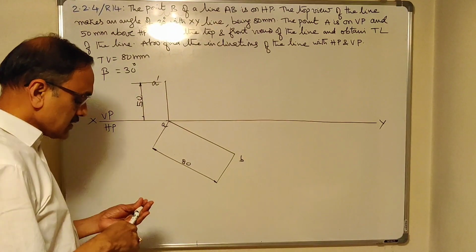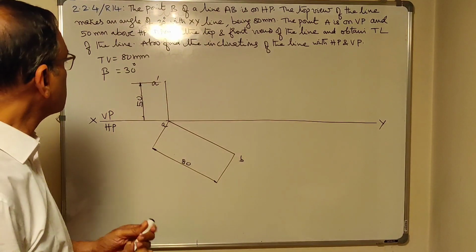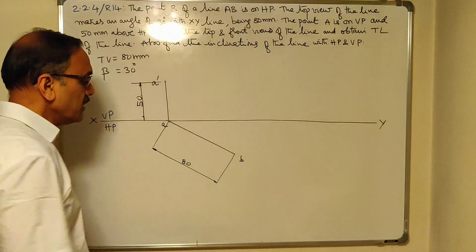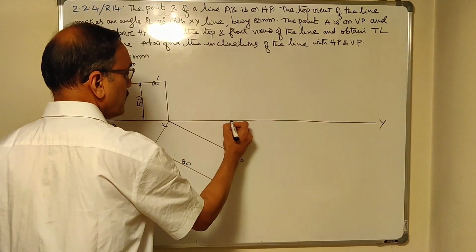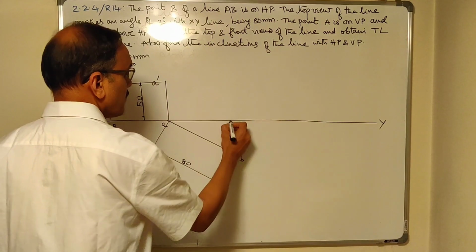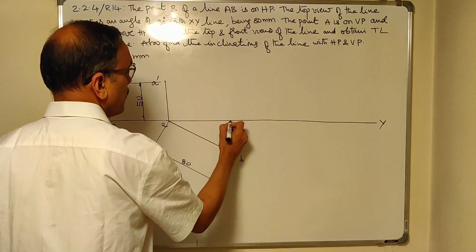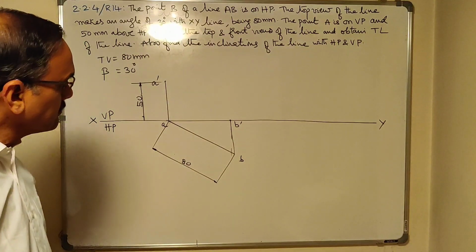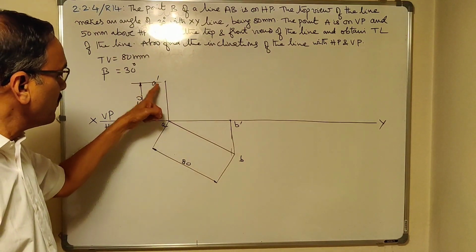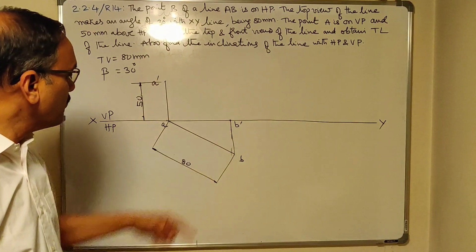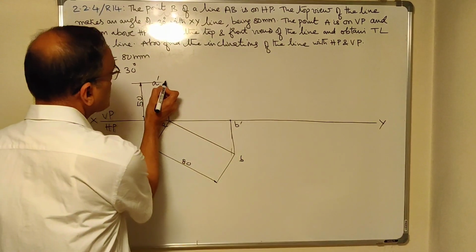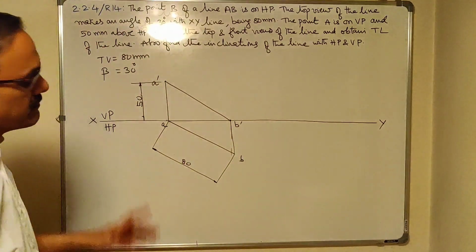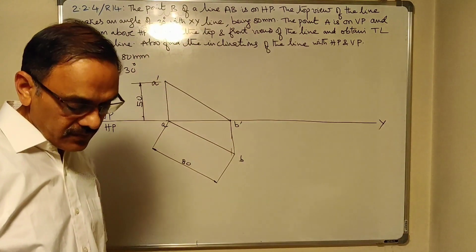Then there is some other information left out. It is the first one. Point B is on HP. This is the top view of B. It says that the point B is on HP. So if I draw a projector from B, B dash should lie on XY. B is on HP. So this is the front view of A. This is the front view of B. When I connect them, I get its front view of the line AB. This is what you are given in the problem.